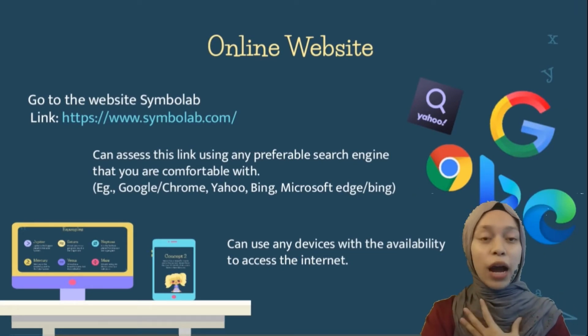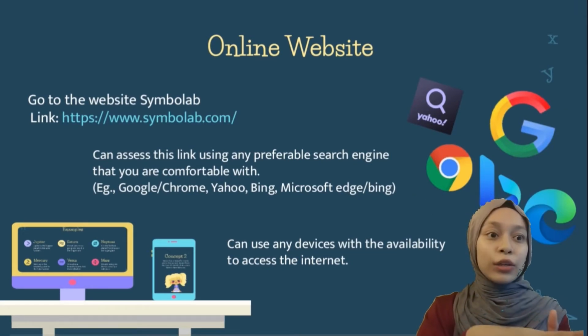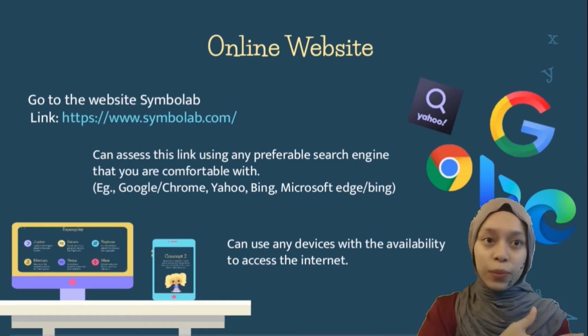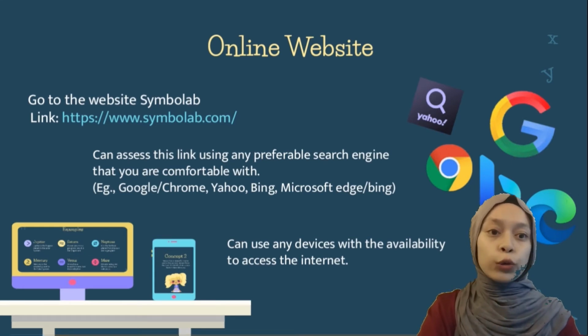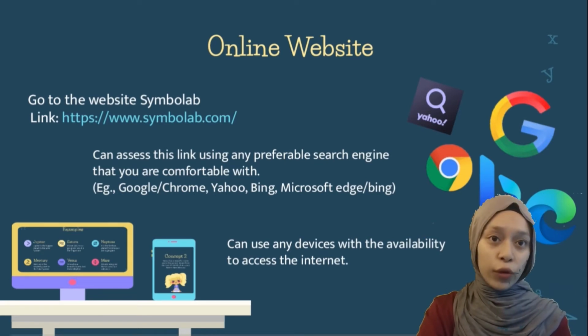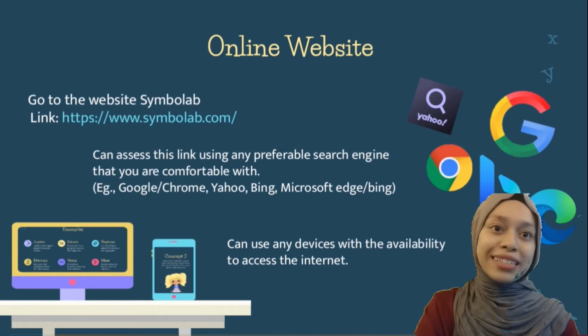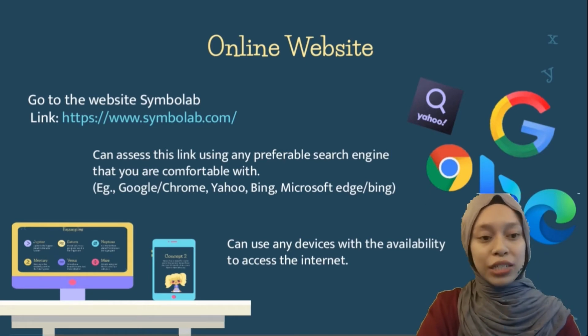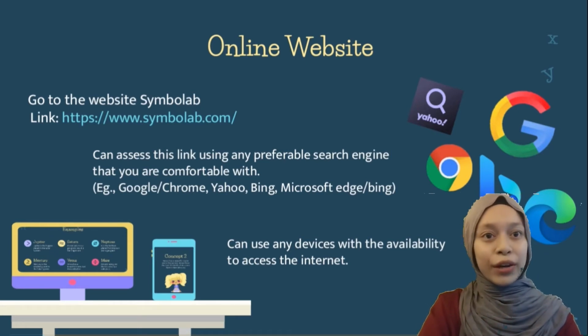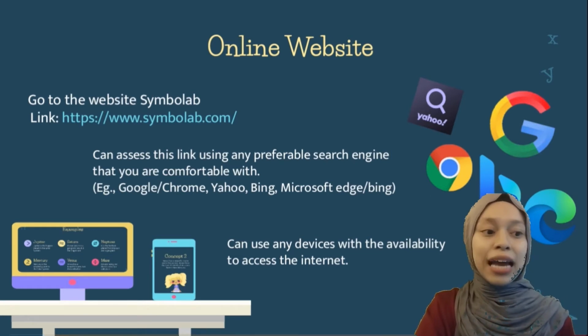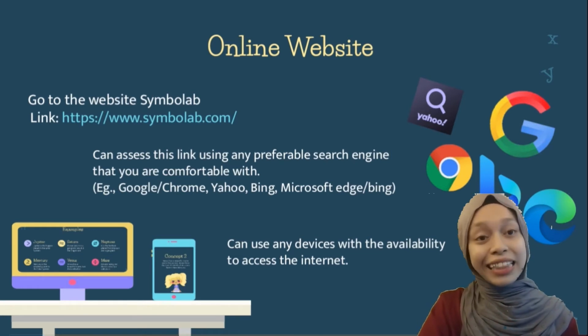Hi, so for my part, I will teach you about using an online website to solve your maths problem. First, you go to the website Symbolab, because you will use Symbolab software. You can also access this link using any preferable search engine that you are comfortable with, such as Google Chrome, Yahoo, Bing, or Microsoft Edge. You can also use any device with internet access.